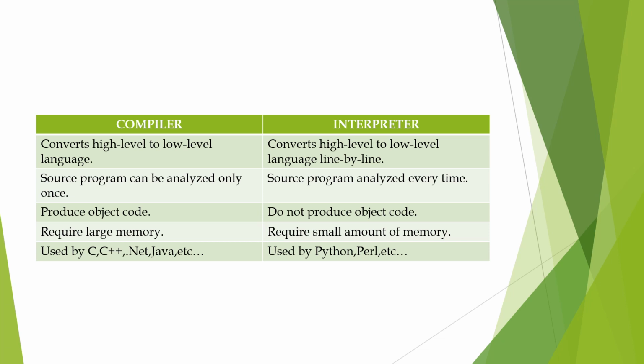A compiler requires large memory, while an interpreter requires a small amount of memory. As I told you, we take C and Python as examples. C, C++, .NET, Java, etc. are used with a compiler, but an interpreter is used by Python, Perl, etc. This is the difference between the compiler and interpreter.